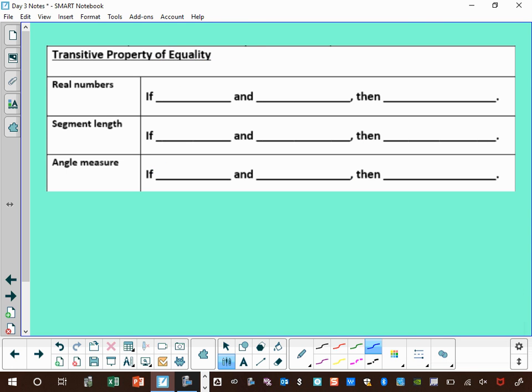All right, let's finish this up. Your transitive property. I want you to write down the middleman. We talked about the middleman a little bit with the law of syllogism. It's the same concept. You want to get rid of the middleman.